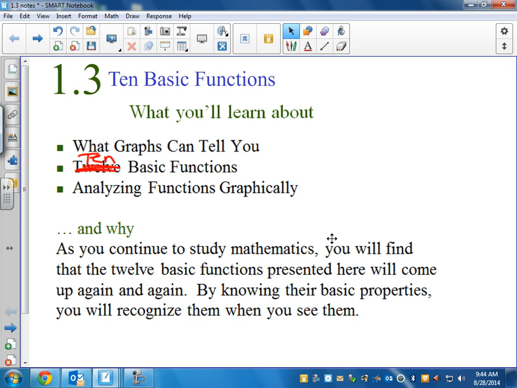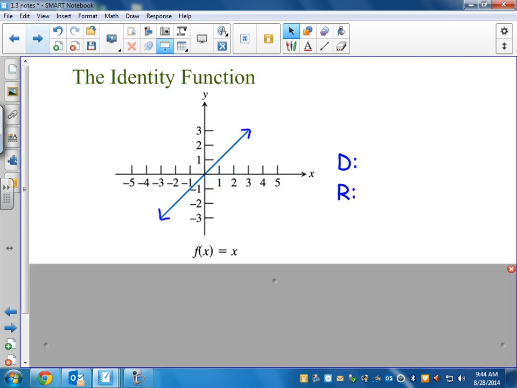Small little graph. If I was doing this, I wouldn't even make the tick marks on it. I would just draw an XY graph and do the general shape if I was the one doing it. So the first one I give you is the identity function.